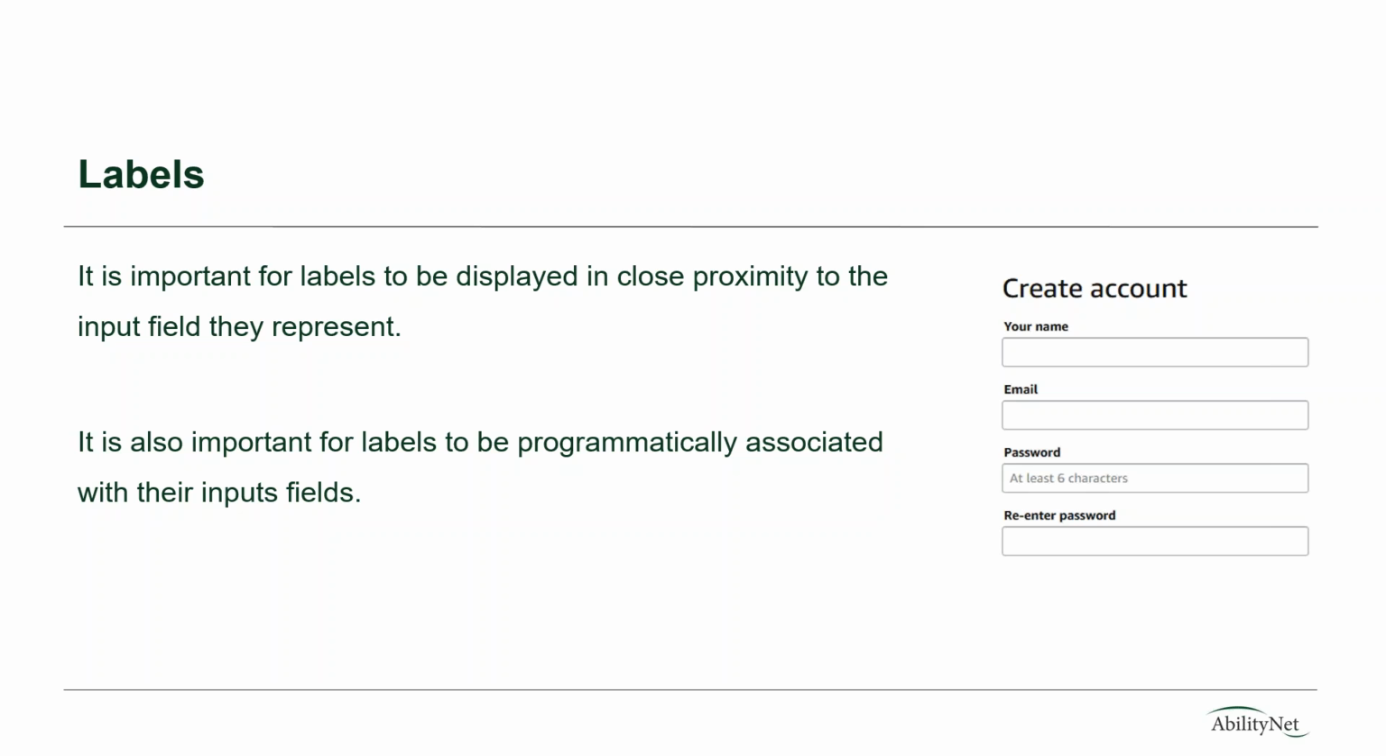It's not only important for that visual proximity, but also for labels to be programmatically associated with their input fields. What we mean by that is that software such as a screen reader or other user assistive technology can determine what label goes with which input field and alert their user to it by reading it out or describing it in some other way.